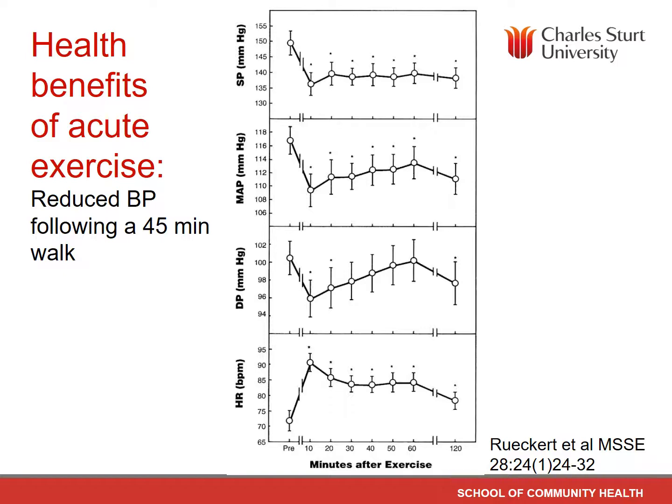Mean arterial pressure, which is a calculation based on one third of your pulse pressure plus your diastolic pressure, remains significantly lower. And even diastolic blood pressure, immediately after exercise, remains lower, and then there is a gradual return after an hour.